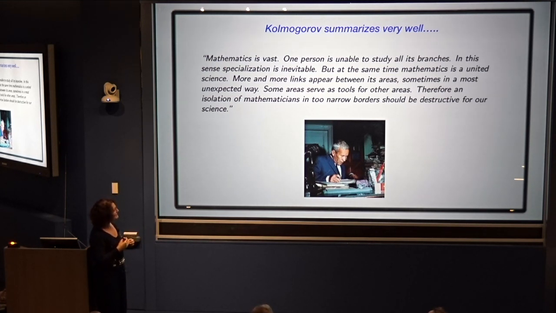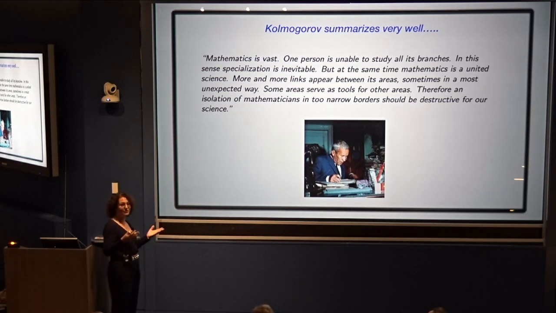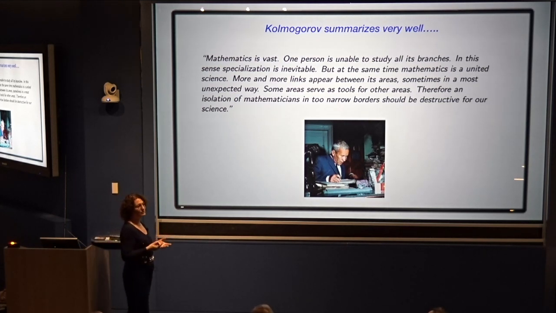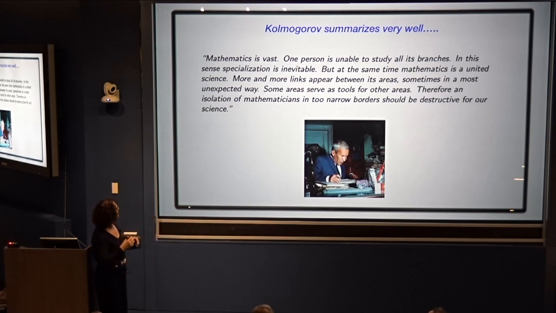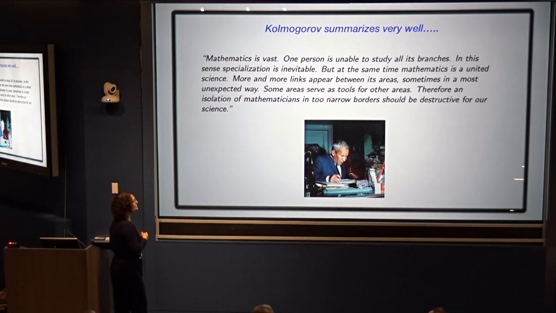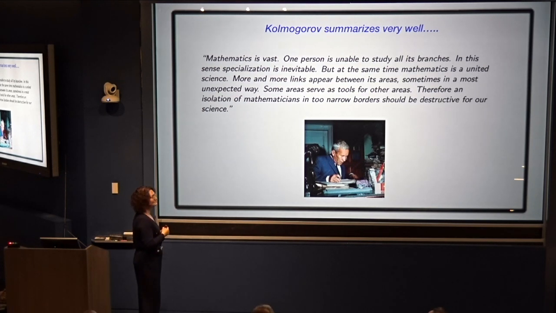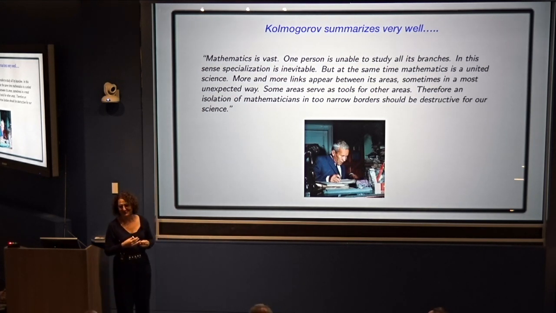But at the same time, mathematics is a united science. More and more links appear between its areas, sometimes in a most unexpected way, like the number theoretical piece that Bourgain brought in. None of the people working in PDE were thinking about that. Some areas serve as tools for other areas. Therefore, an isolation of mathematicians in too narrow borders would be destructive for the science. So with this, I will conclude. Thank you.